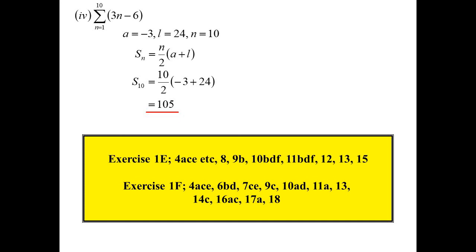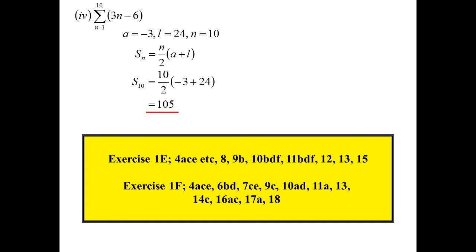Here's one in sigma notation. So sigma notation, well, let's work it out. The first term is when I sub in 1, so I get negative 3. The last term, I'll sub in 10, I get 24. And there is obviously 10 terms. So I'll use the a plus l formula for this one. Sub again, 105. Okay, so 1E and 1F.